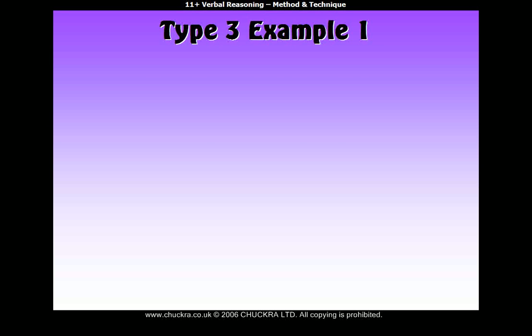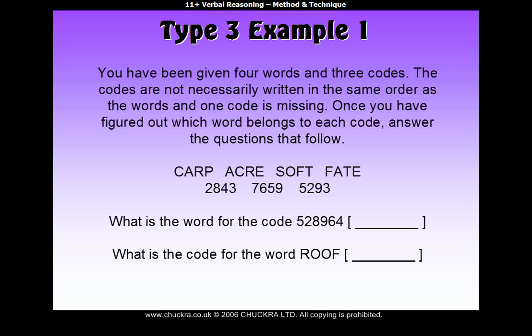Let's have a look at type 3. You've been given 4 words and 3 codes. The codes are not necessarily written in the same order as the words, and 1 code is missing. Once you have figured out which word belongs to each code, answer the questions that follow.